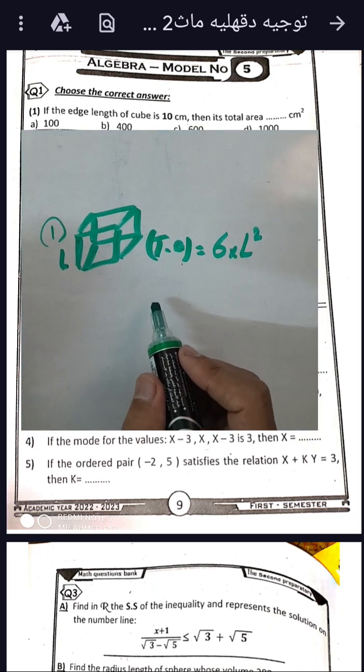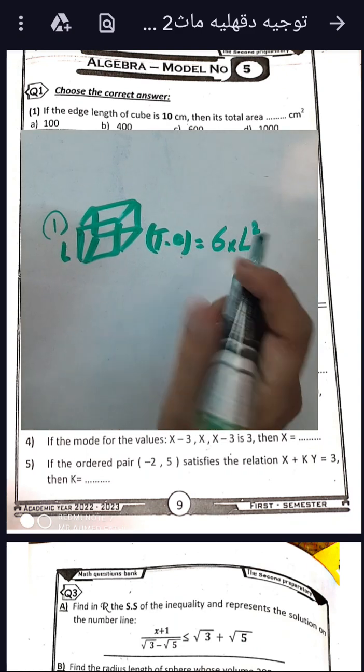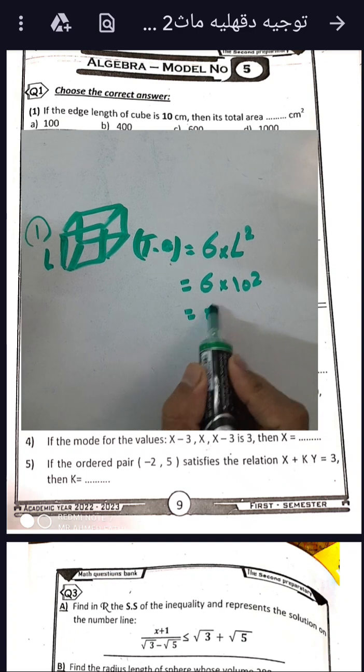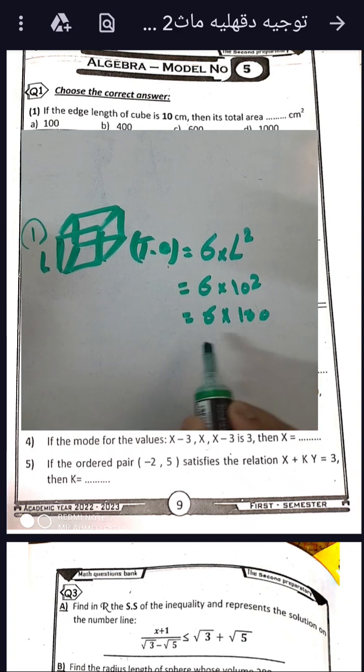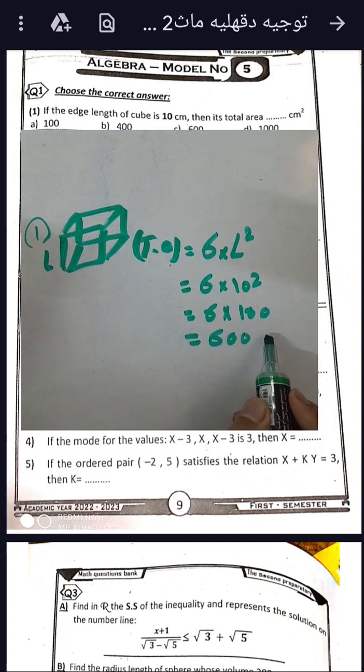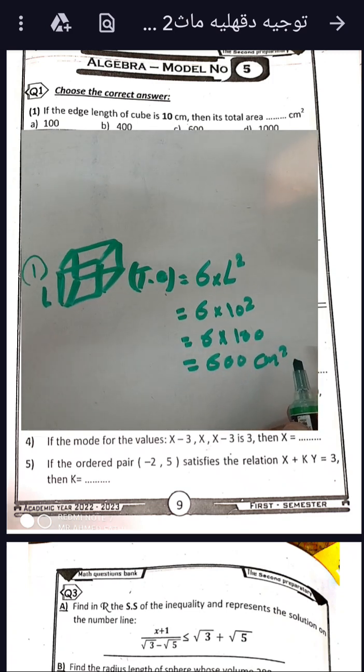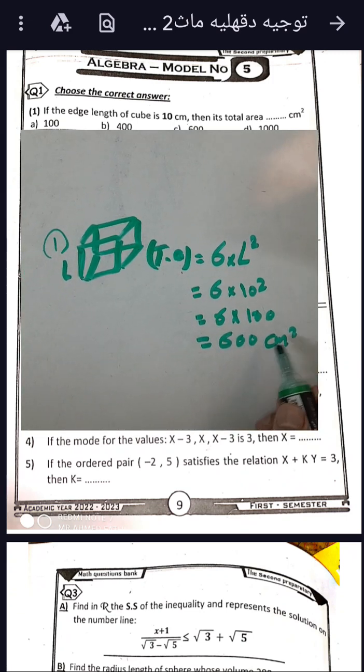And then we have side length 10. Then the total area will be 6 times 10 squared. 6 times 10 squared will be 600 square centimeters total area. If you want to find the lateral area, the result will be 400.